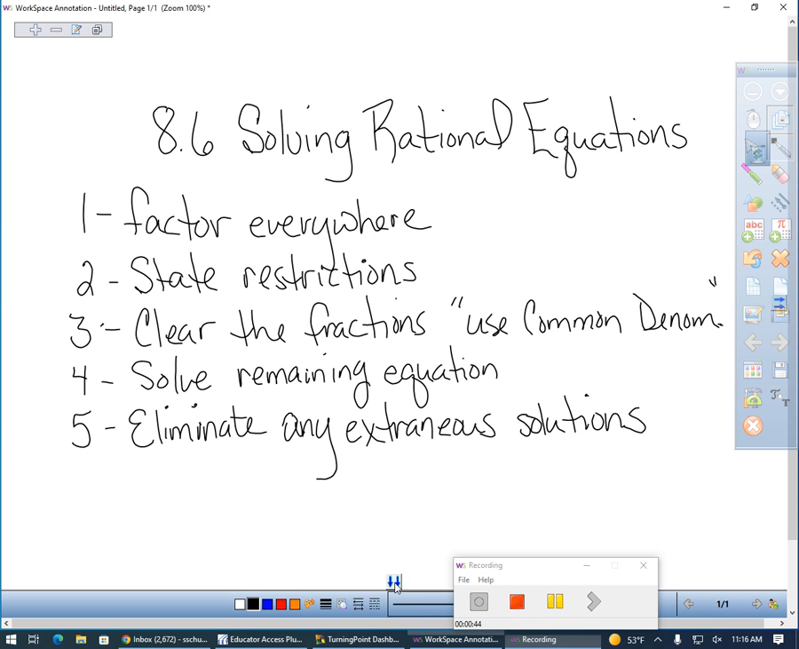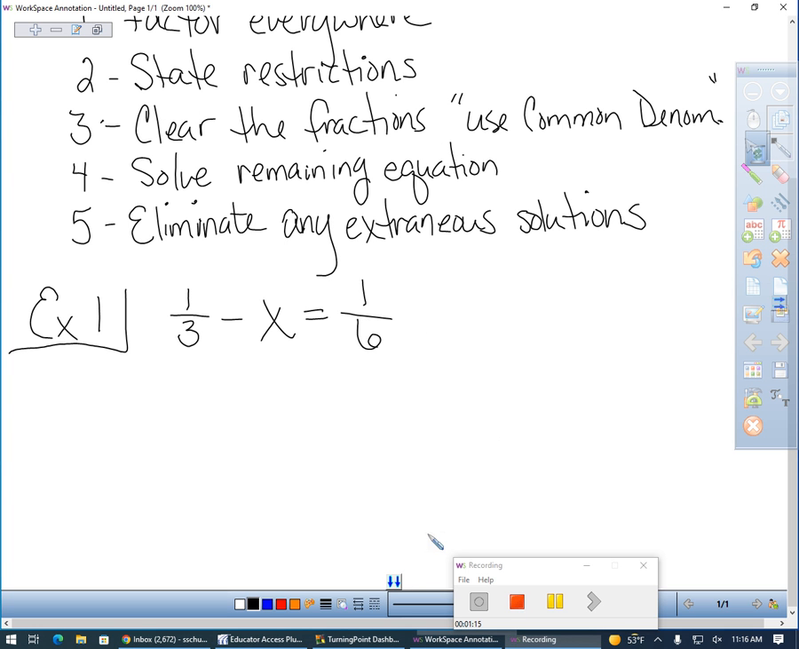All right, let's go to example number 1. In example number 1, we're going to have 1/3 minus x equals 1/6. Now, we've done many problems like this in the past, so I wanted to start off with one. Our common denominator here is 6. So in order to clear the fraction, we're going to times everything by 6.